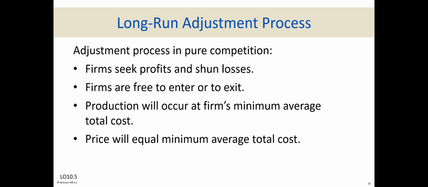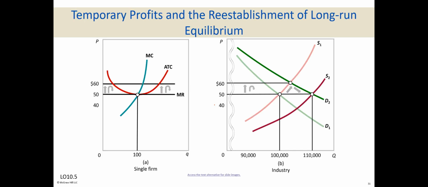And in the long run, firms adjust to maximize profits or minimize losses. For example, if a bakery finds that by increasing production they lower their average cost, they will expand until they reach a point where no further cost reductions are possible. At this point, price equals the lowest possible average total cost. So there could be temporary profits, but there is going to be a re-establishment of long-run equilibrium.